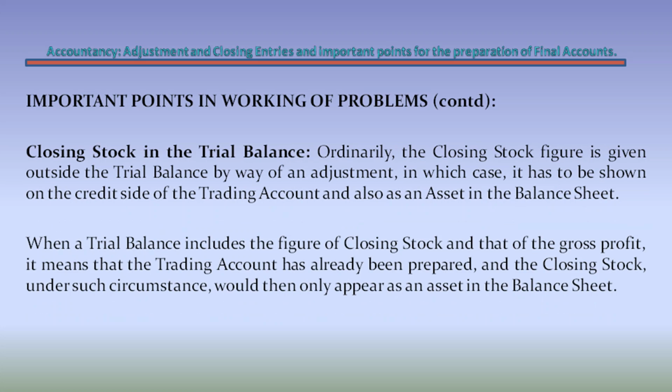Closing stock in trial balance. Ordinarily, the closing stock figure is given outside the trial balance by way of an adjustment, in which case it has to be shown on the credit side of the trading account and also as an asset in the balance sheet. When a trial balance includes the figure of closing stock and that of the gross profit, it means that the trading account has already been prepared and the closing stock under such circumstances would then only appear as an asset in the balance sheet.